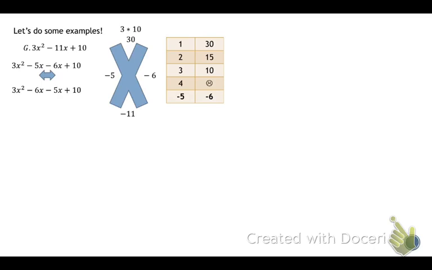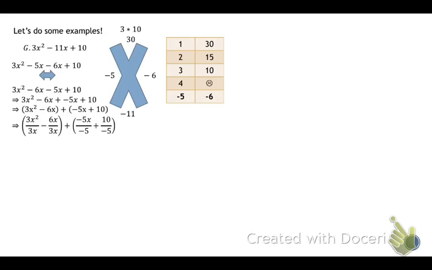Okay, there's still that subtraction, so we have to add a negative. Group the first two, group the second two. Those first two, we can take out a 3x. Second two, you can take out a negative 5. So it's going to be 3x, x minus 2, negative 5, x minus 2. X minus 2s are the same, so you have x minus 2 and 3x minus 5.